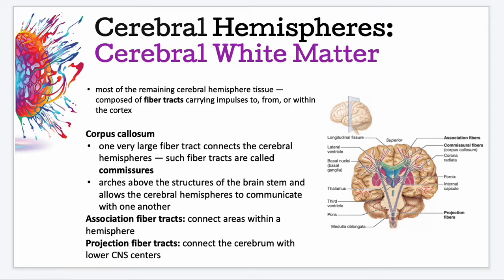So your cerebral white matter is most of the remaining cerebral hemisphere tissue, composed of fiber tracts carrying impulses to, from, or within the cortex. Your corpus callosum is one very large fiber tract that connects the cerebral hemispheres, and those fiber tracts are called commissures. They are just above the structures of the brainstem and allow the cerebral hemispheres to communicate with one another.